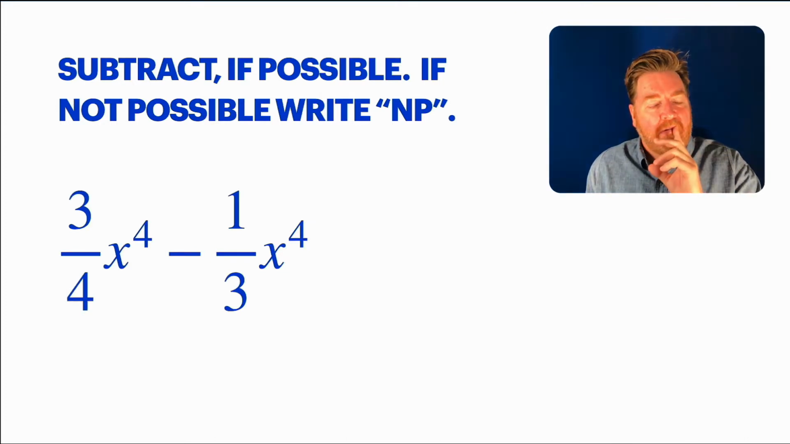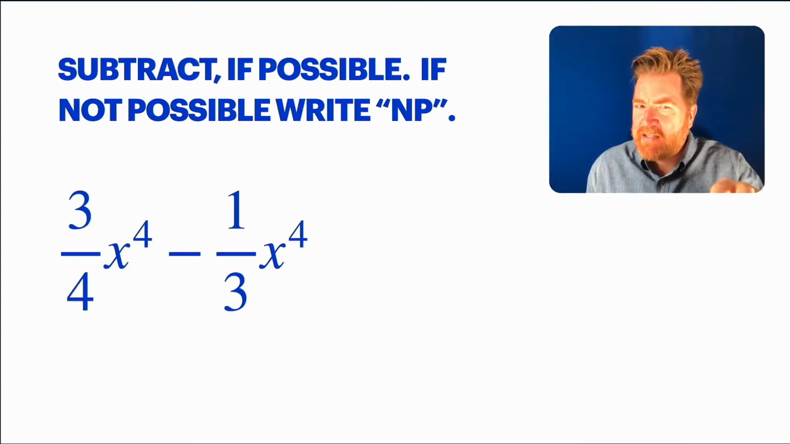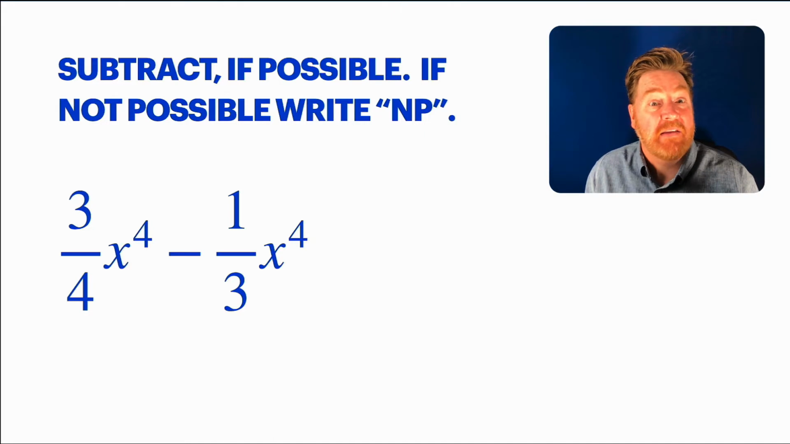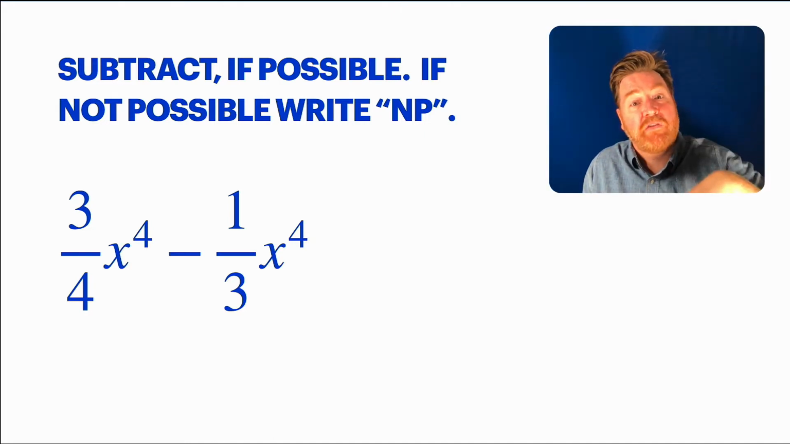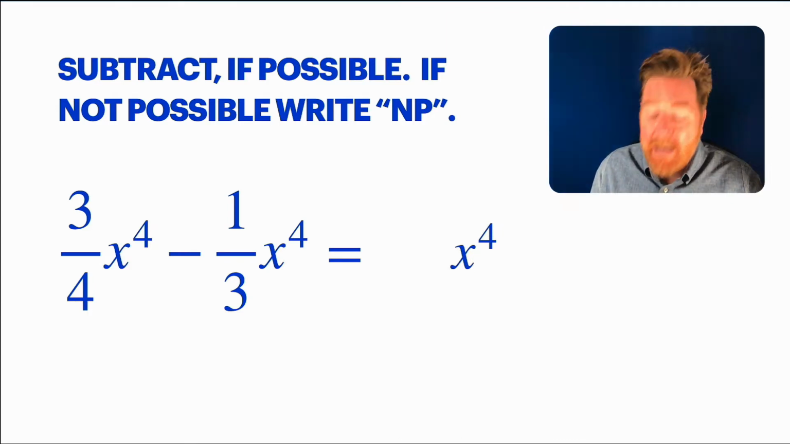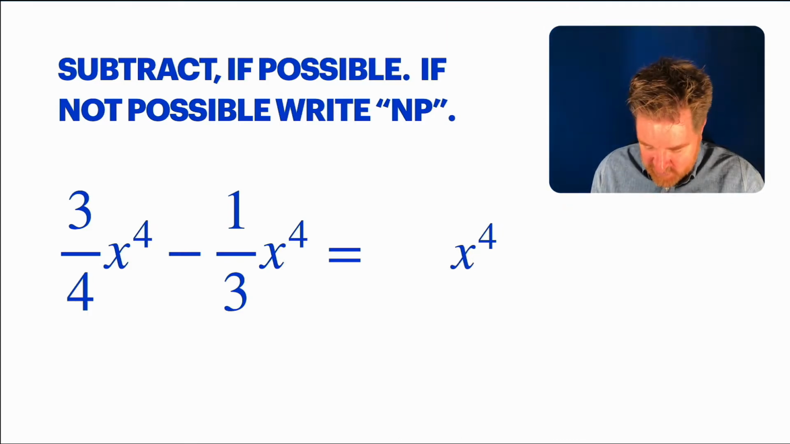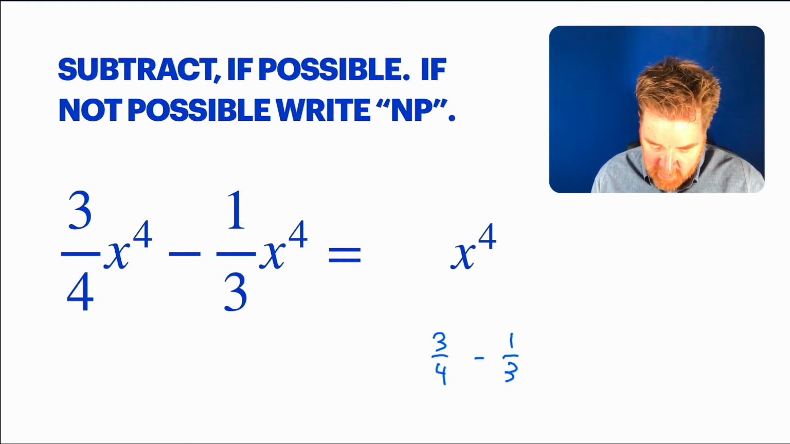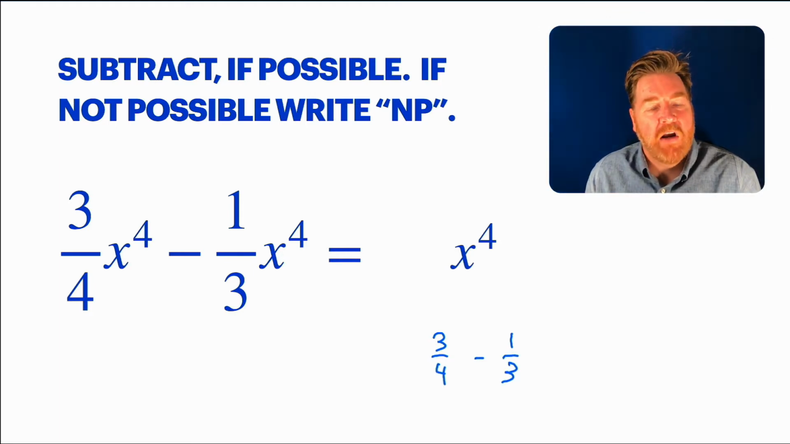How about this? Can we subtract x to the fourths minus x to the fourths? You bet. We can subtract them because they're the same things. And when we subtract x to the fourths from x to the fourths, we get x to the fourths. How many? You know the deal. Just go off to the side and do the subtraction. All right, 3/4 minus 1/3. Can't do that because they're not the same things yet.